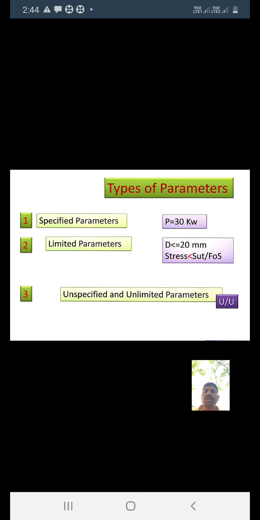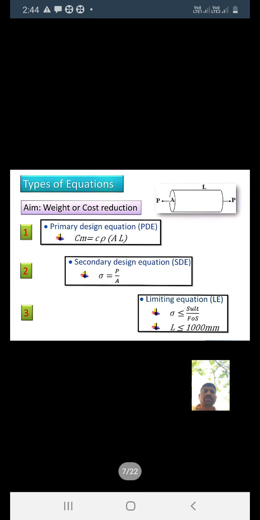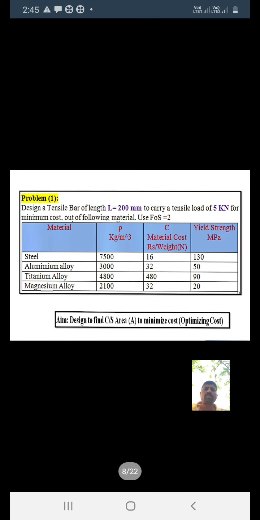Then after that we have also seen some types of parameters: specified parameter, limited parameter, unspecified and unlimited parameters. Then after that we have seen the types of equation. There are three types of equation: primary design equation, secondary design equation and limiting equation. We have seen this with the help of examples.